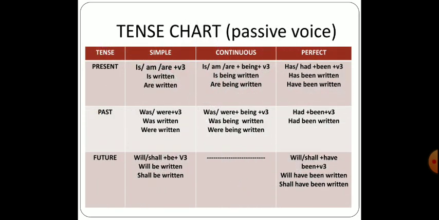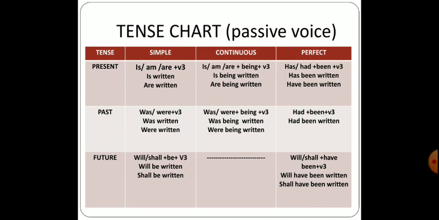So this is a tense chart of passive voice. And over here the verb write is being taken into consideration. Whenever we make simple present tense, which things are we supposed to consider? The to be form, that is, am, is and are, we are supposed to use, and verb third form is supposed to be written. So over here it will be is written, are written.